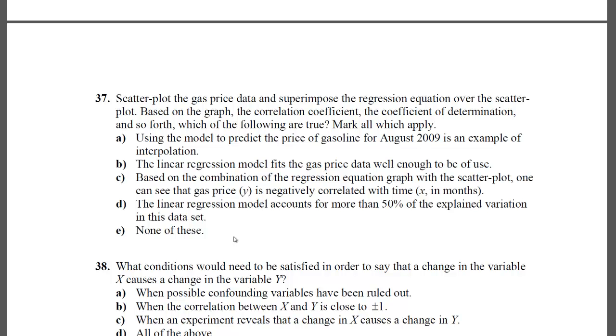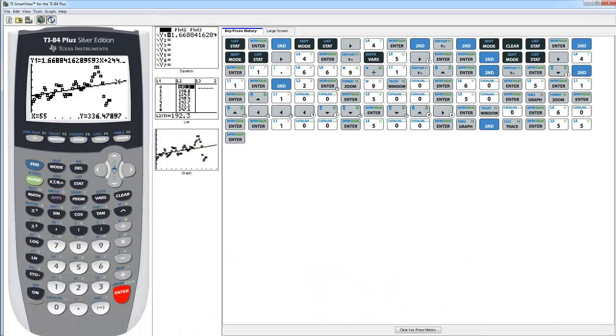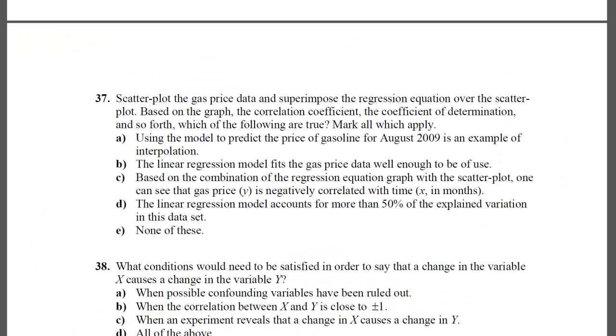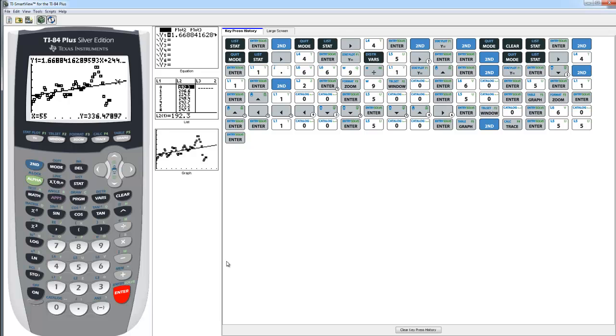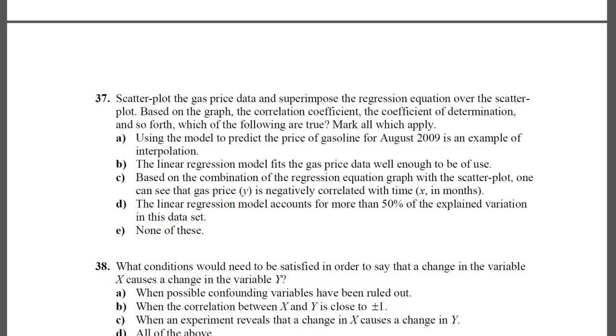Letter C says, based on the combination of the regression equation graph with the scatter plot, one can see that the gas price is negatively correlated with time. So in other words, what that is saying is that when you look at this graph here, the slope of the regression line is generally negative, and I would disagree. It clearly has a positive slope. And so I'm going to disagree with C as well. I don't agree with that.